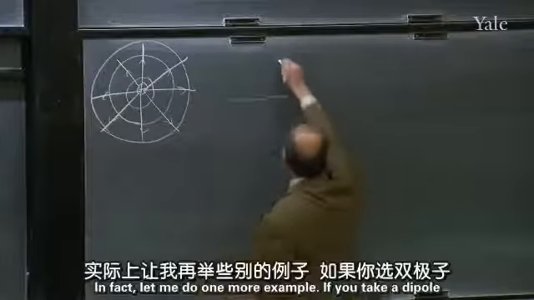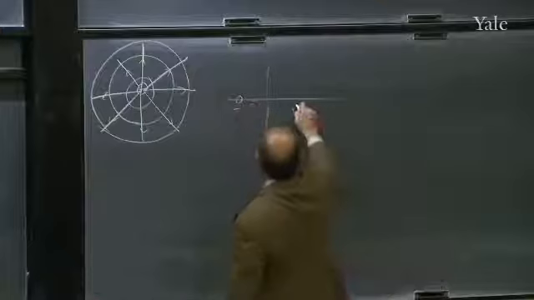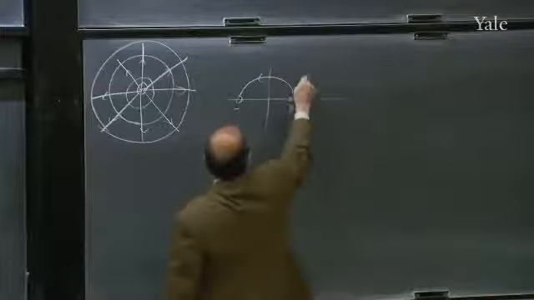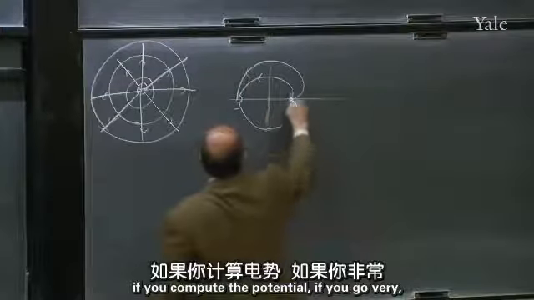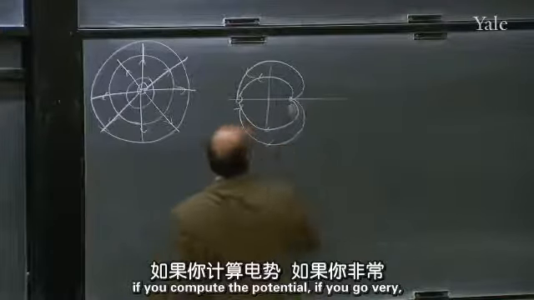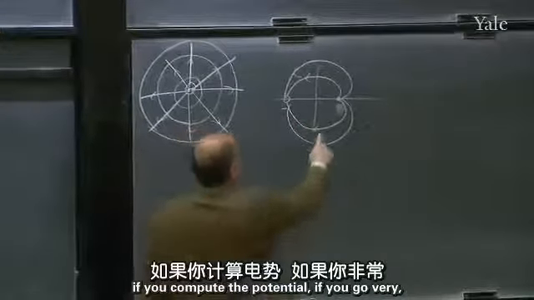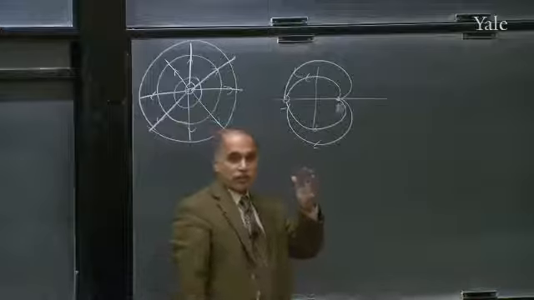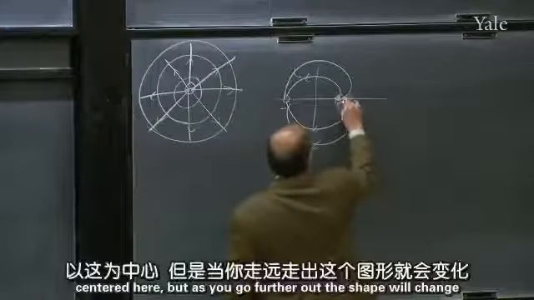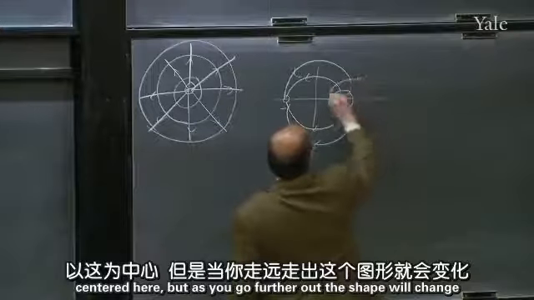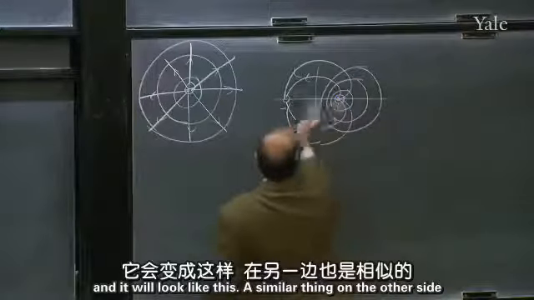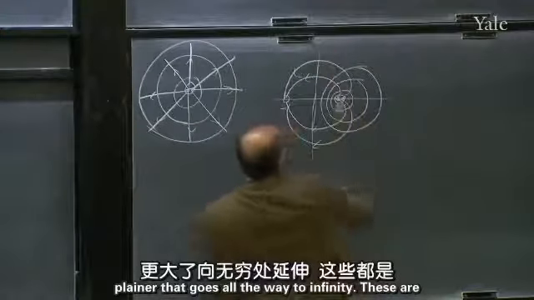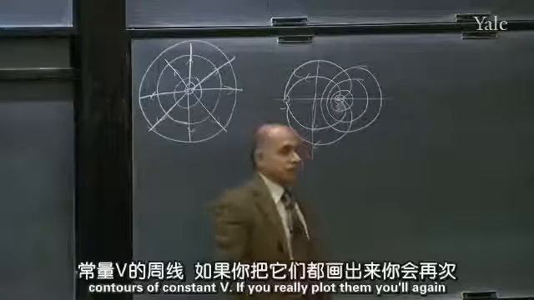In fact, let me do one more example. If you take a dipole, negative and positive, and the field lines go like this, if you compute the potential, if you go very, very close to this charge, I think you all seem to understand, if you're very near one charge, forget about the rest of the world. It dominates everything. Potential will look like circles centered here. But as you go further out, the shape will change, and it will look like this. A similar thing on the other side. Then there'll be this huge infinite sphere that becomes planar, that goes all the way to infinity. These are contours of constant V.